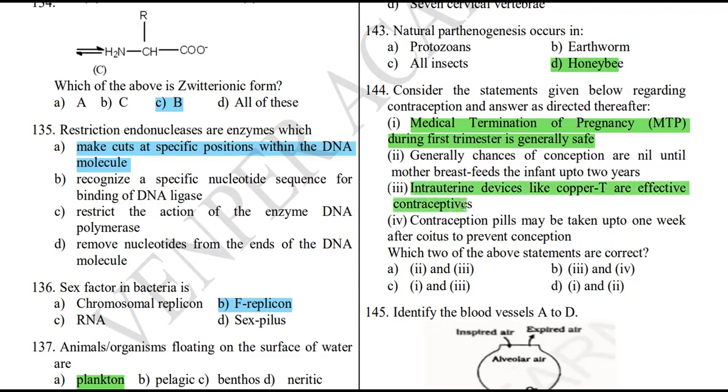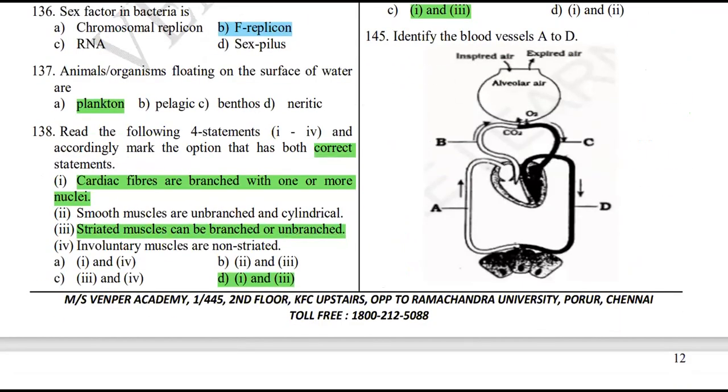Yes. Contraceptive pills may be taken up to 1 week after coitus. They can be taken even up to 72 hours after unprotected sex. So this is going to be a wrong statement. So the first statement and third statement are correct. Okay, let's see the next one. So we have to identify A and D. Before going for option B, we can easily answer this question.